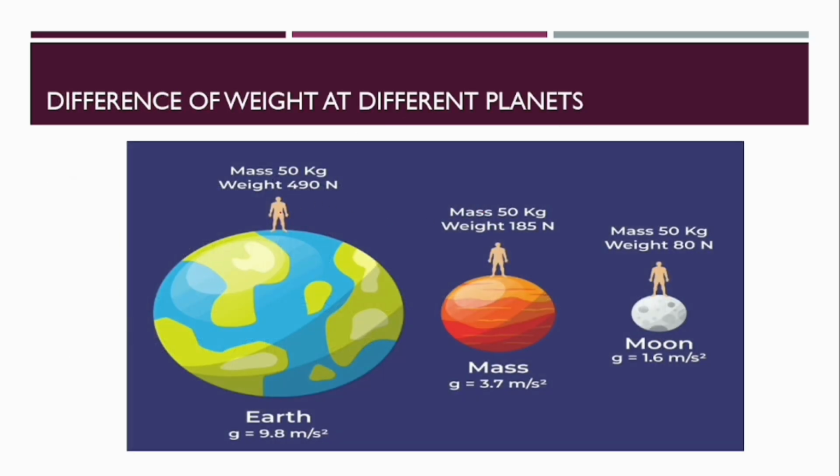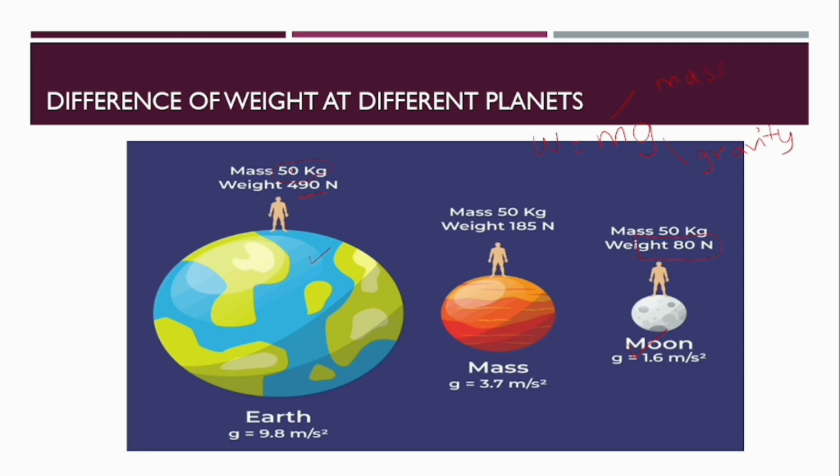Okay, consider this. If a person has a mass of 50 kg, his weight will be 490 Newton on Earth, and his mass is 50 kg, same on the moon, but his weight will be 80 Newton on the moon. We can simply calculate the weight and mass by a simple formula. W is equal to mg, where m represents the mass and g represents the gravity.